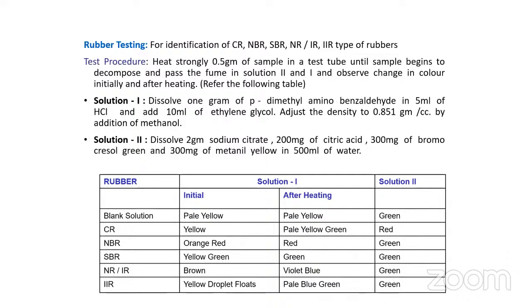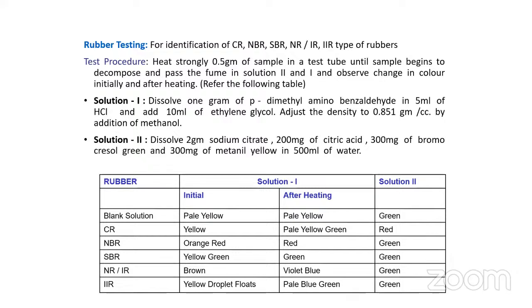Suppose you have SBR, styrene butadiene rubber. We will burn that SBR. After burning, after decomposing, some fumes will get created. Those fumes we will pass through solution one. After passing, initially it will show a yellow green color. After heating that solution, you will get a green color. These are the observations for solution one. Similarly, if you pass the fumes through solution two, you will get the green color.